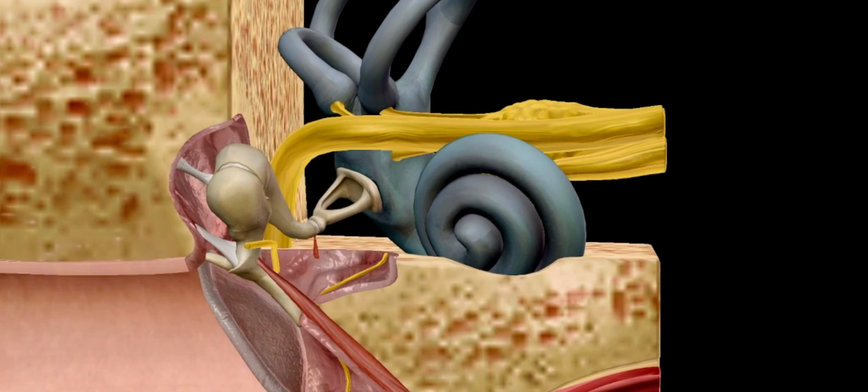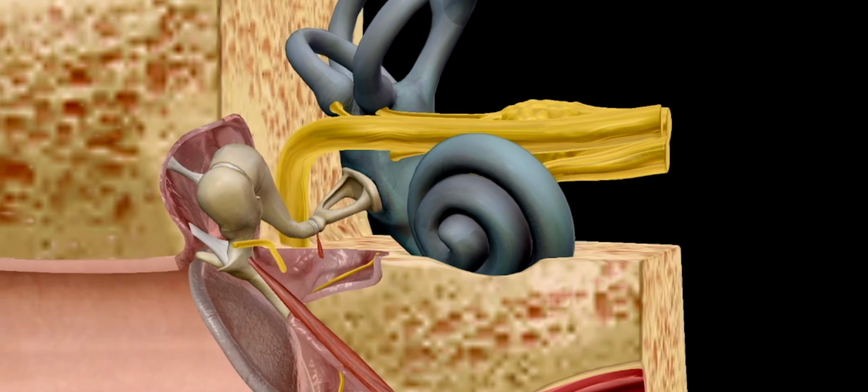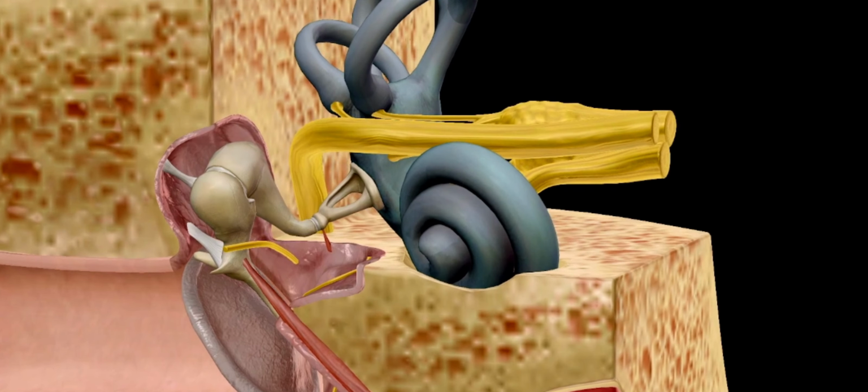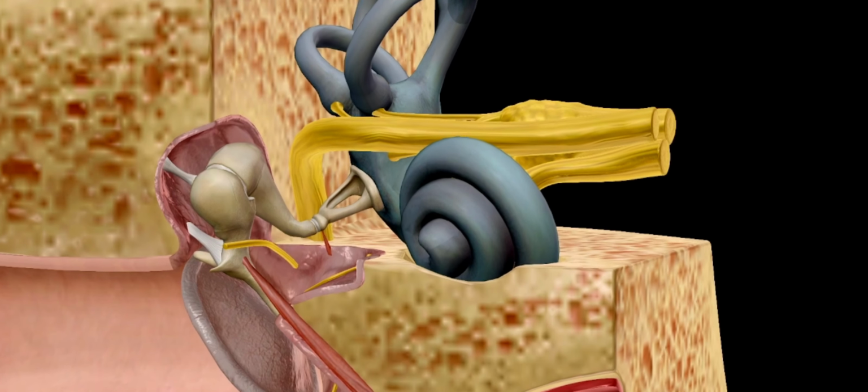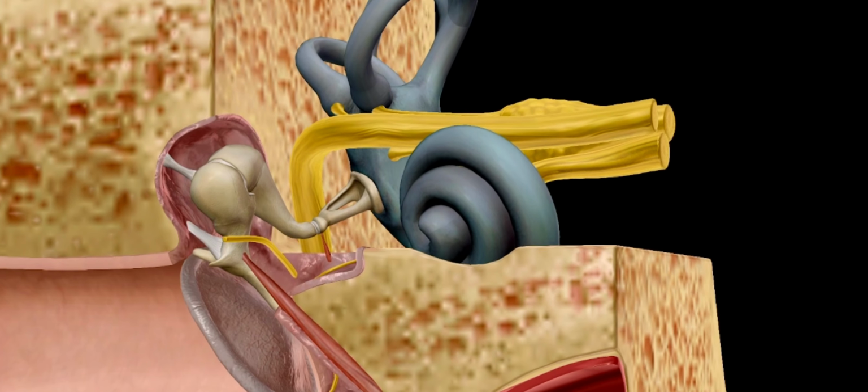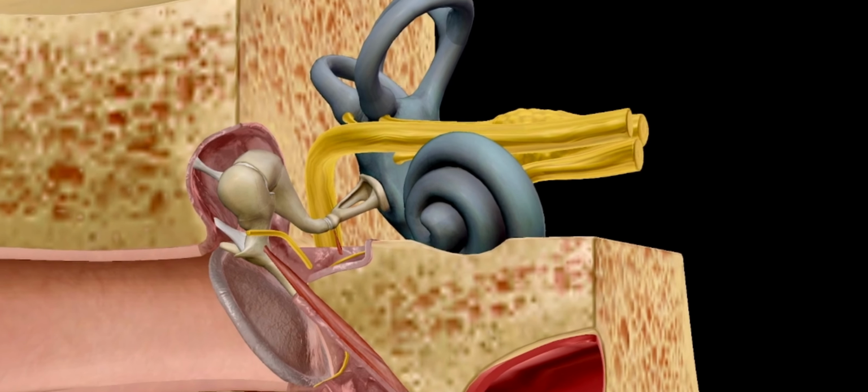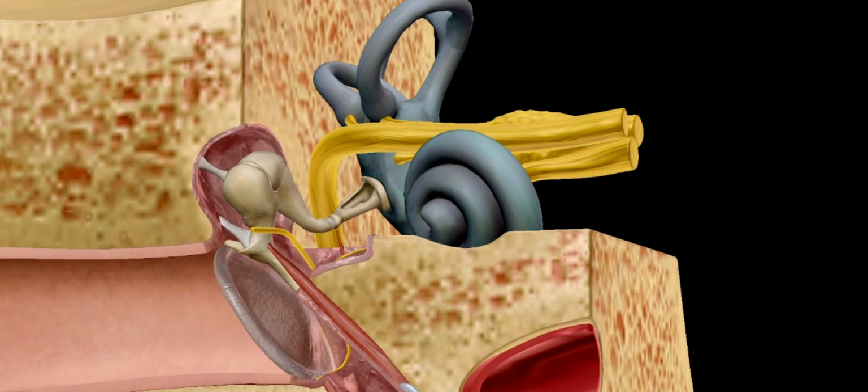The inner ear is a complex and delicate structure that is responsible for hearing and balance. It is located within the temporal bone of the skull and consists of a series of interconnected chambers and passageways filled with fluid.